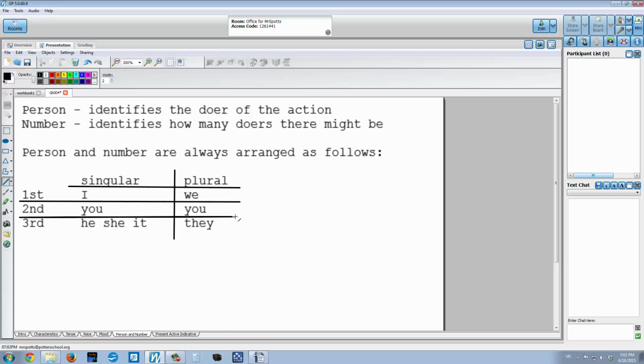First person singular would be I, but plural would be we. Second person singular is you, and the plural is also you. Some parts of the country will do something special with a plural you, such as yous or youans or y'all. But it's still you. Third person singular could be he, she, or it. And a plural, if we have a bunch of he's, she's, or its, those people would be they.